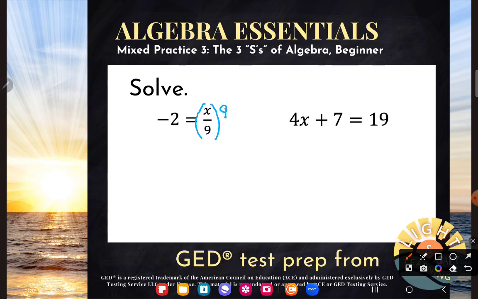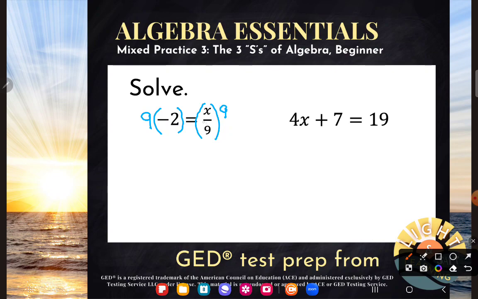Now, careful. I want that up on top. x is dividing by 9, so I'm multiplying x by 9. That's the opposite. Dividing x and multiplying x by 9. And I can do whatever I want as long as I do it to both sides of my equation. So I'm going to take the -2 on the left-hand side, and I'm also going to multiply it by 9.